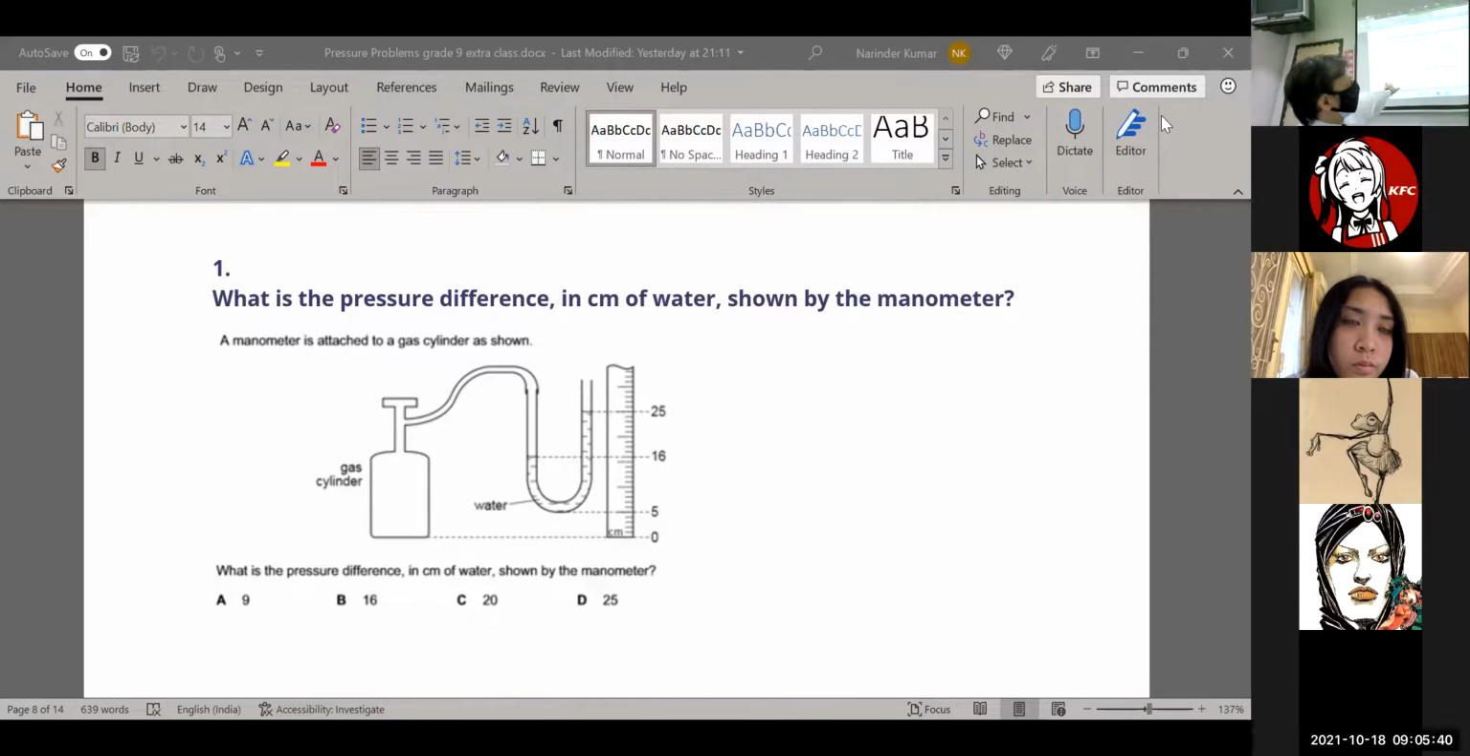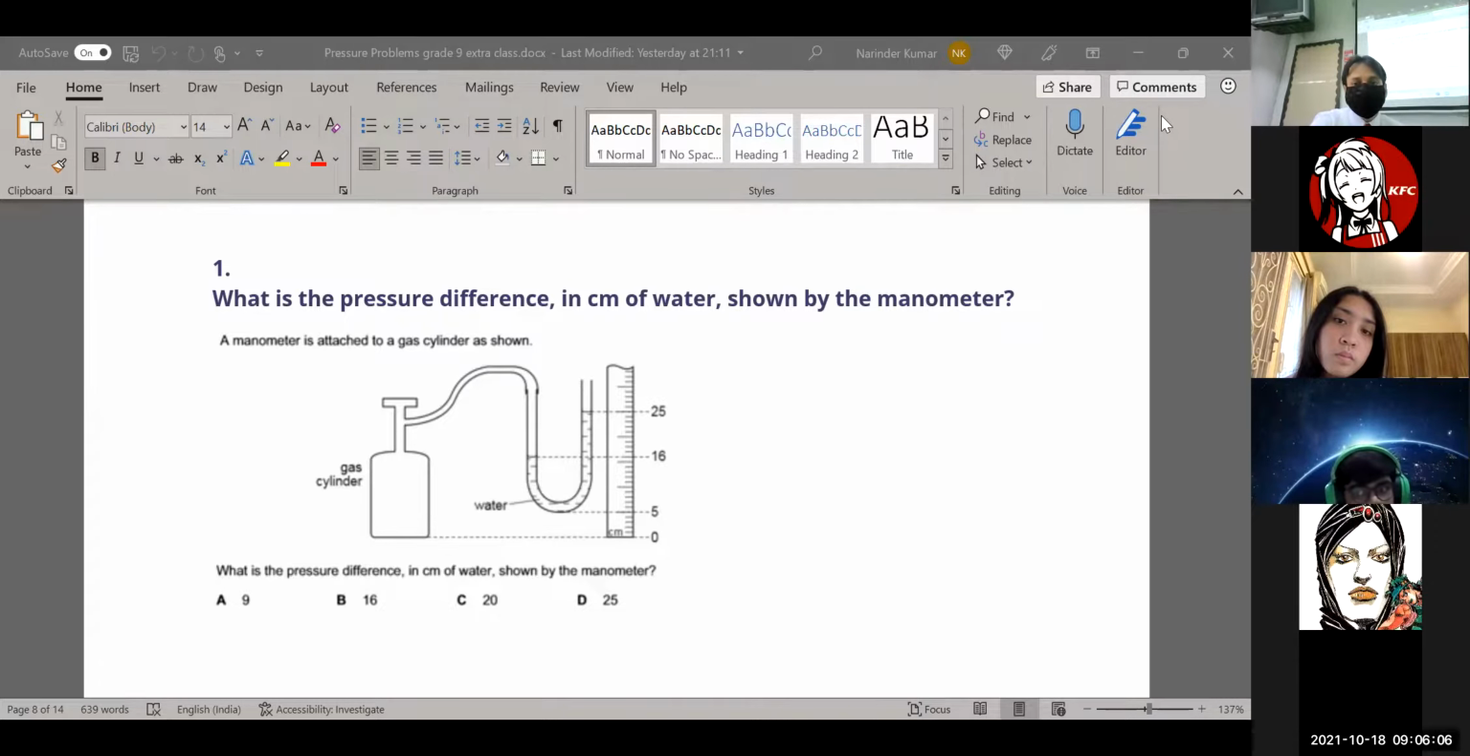As per the options which are given, children, a manometer is attached to a gas cylinder as shown in the diagram. What is the pressure difference in centimeter of water shown by the manometer? The pressure difference is due to the difference in height, children. And what is that difference in height?